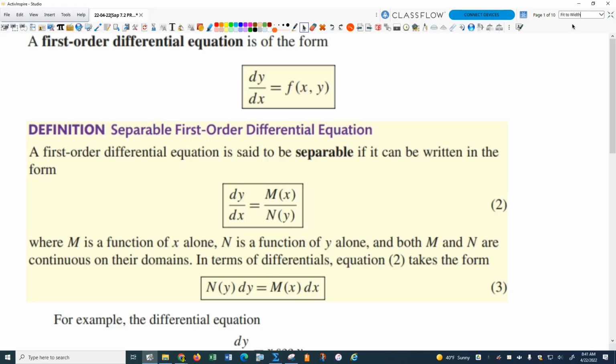If it can be written as dy/dx equals some rational function where we get a function of x in the numerator and y in the denominator, and you can probably see why. Then that allows us, when we cross multiply, to write this in differential form. We end up with a function of y times dy on the left and a function of x times dx on the right. And then we're able to just integrate to solve the differential equation.